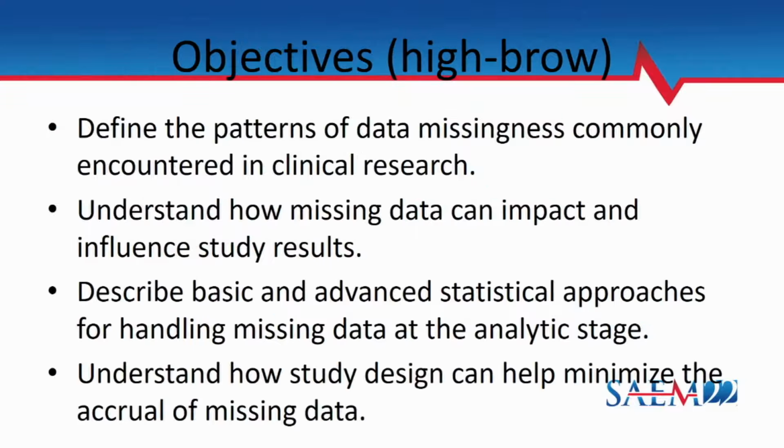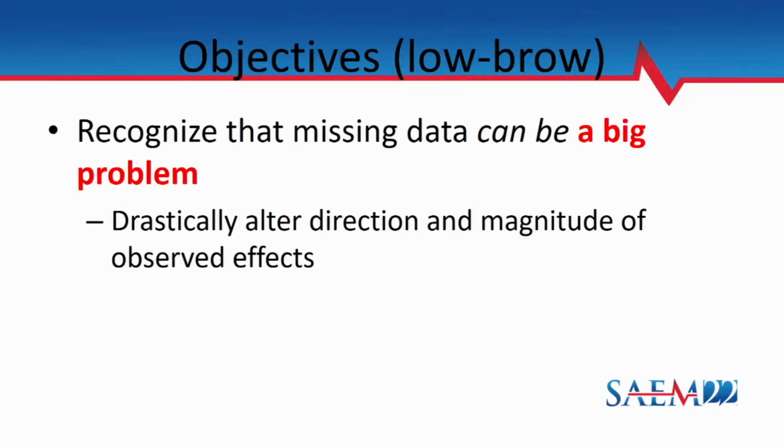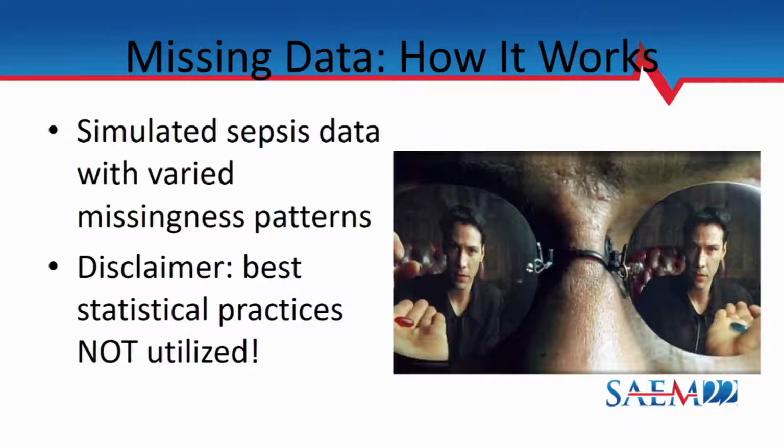So these are our overarching highbrow objectives. The slides were distributed online, so you can look through them in more detail. But really, our goal in the short time that we have is to describe some of the basics of missing data and hammer home why it's important, how it can change dramatically the results and how you interpret and apply them. So you're already interested in missing data, you've come here.